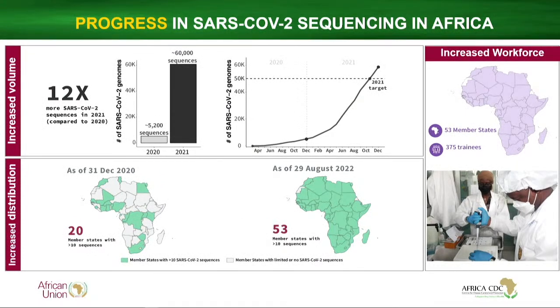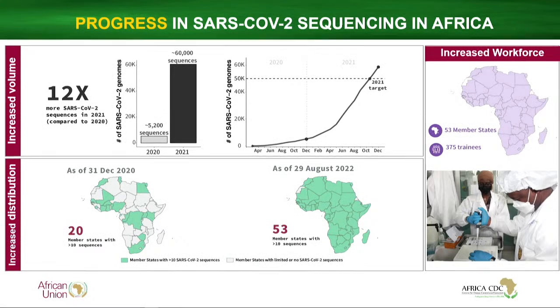As you can see in this figure here, what is very striking is in 2020, all the 55 countries were only able to sequence 5,000 genomes, which is probably a 1-week output in a European lab. One year later, this number actually increased by 12-fold in terms of number of sequences. We're not only interested in the number of sequences, we are also interested in expanding access to different member states.